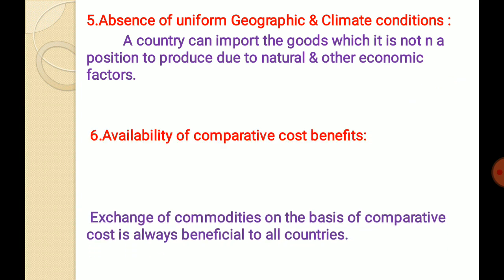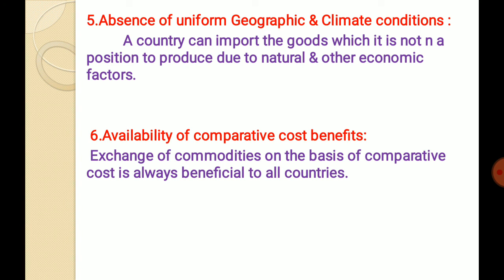Next one, availability of comparative cost benefits. Exchange of commodities on the basis of comparative cost is always beneficial to all countries. Comparative cost benefit means, for example, A country is producing X product with less cost and Y product with a high cost. At the same time, B country is producing X product with a high cost and Y product with less cost. In comparative cost benefit theory, A country produces more X product and exports it to B country.